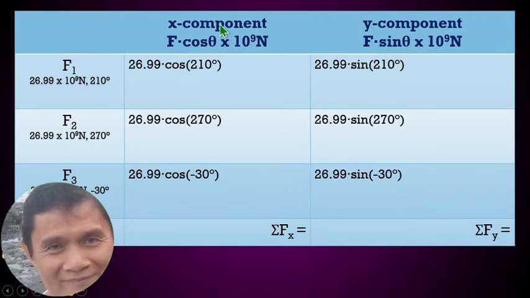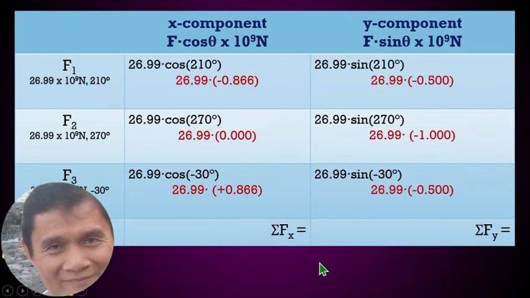Now, on one column, you specify the x component of those forces and the y component of those forces. And it is specified as the force times the cosine of the angle along the x component, or the force times the sine of the angle of the force along the y component. The result of that can be summed up to come up with the summation of forces along x and the summation of forces along y.